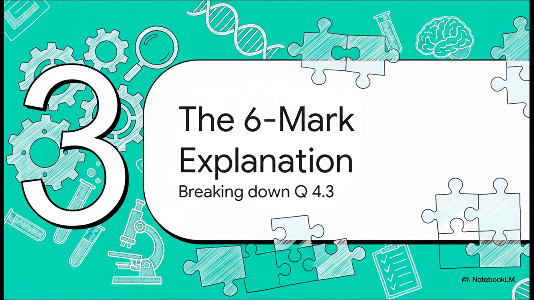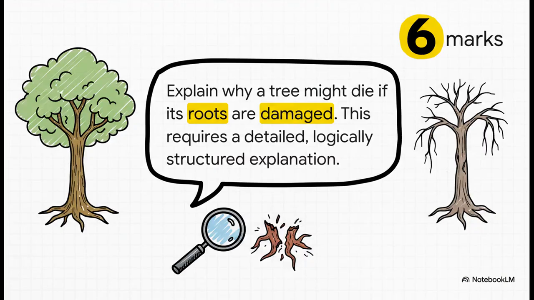Right, it's time for the main event, the one everyone fears, the 6-mark question. This is where you get to really flex your knowledge and show the examiner what you're made of. We are going to deconstruct the official mark scheme to see exactly how to build a top-level answer. The question is this: explain why a tree might die if the roots of the tree are damaged. 6 marks. That's a huge clue that you need to give a really detailed, logically structured explanation with a bunch of linked biological points.